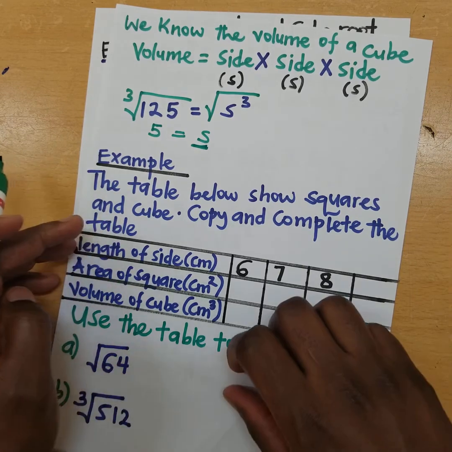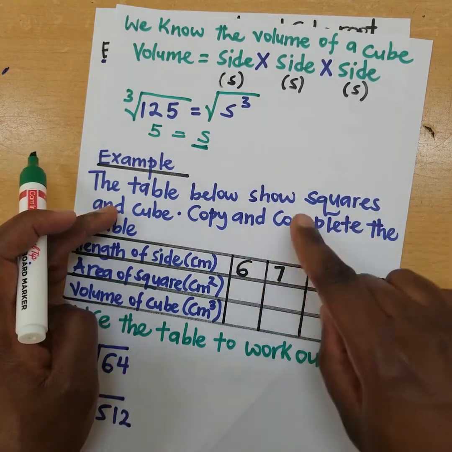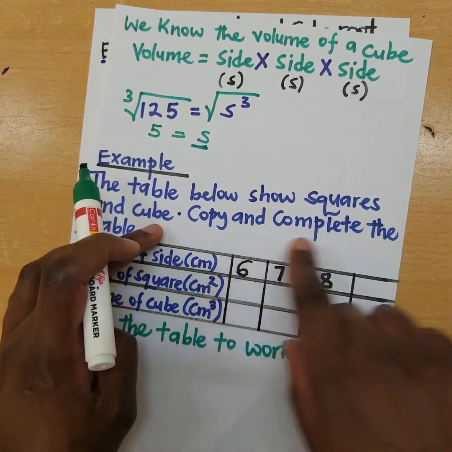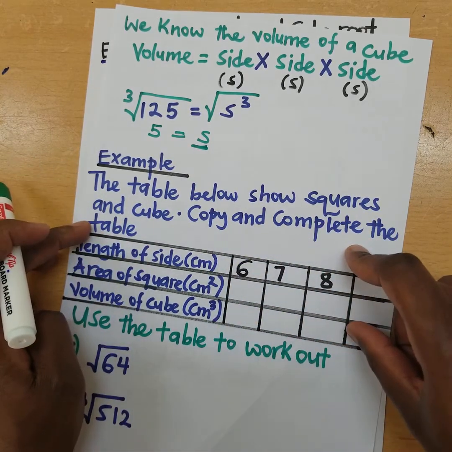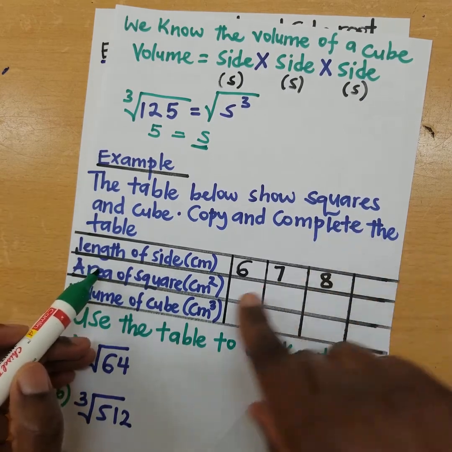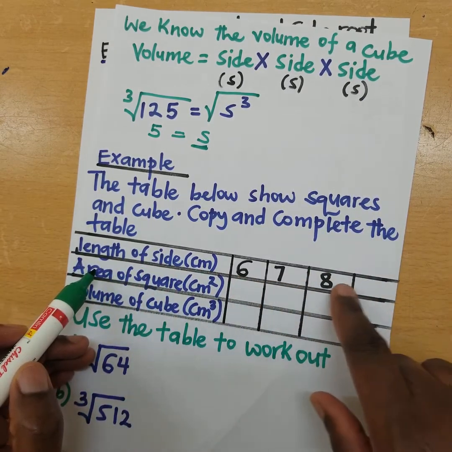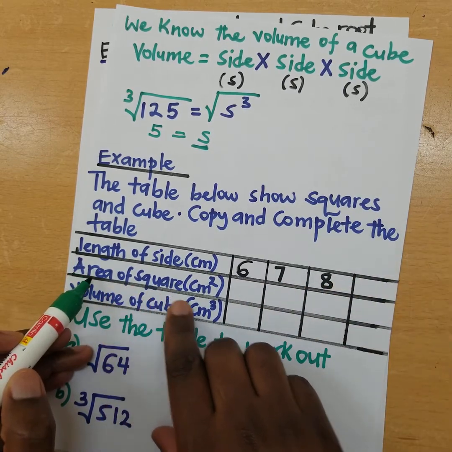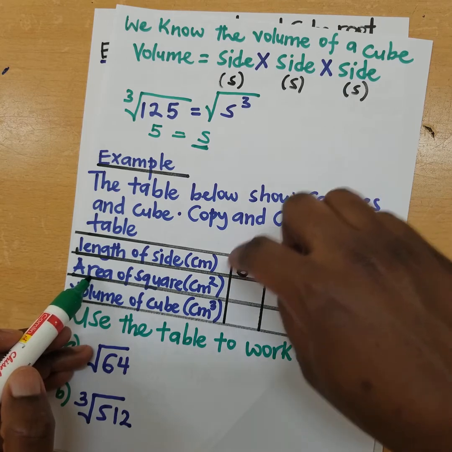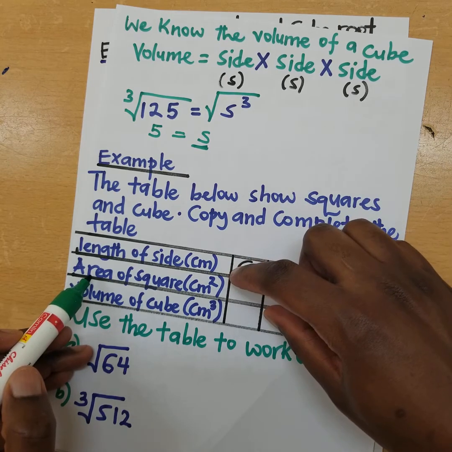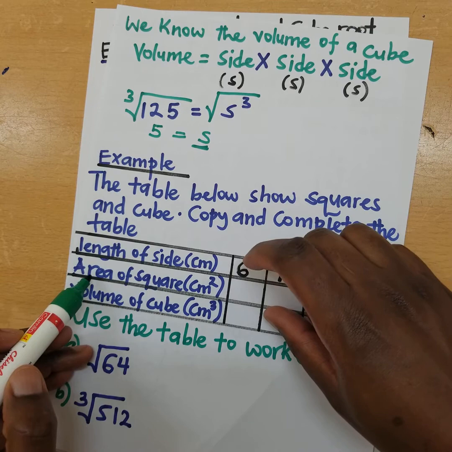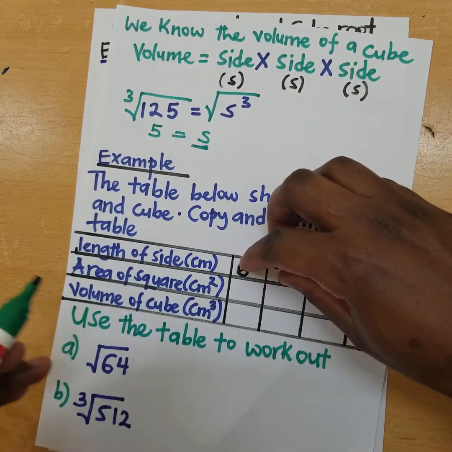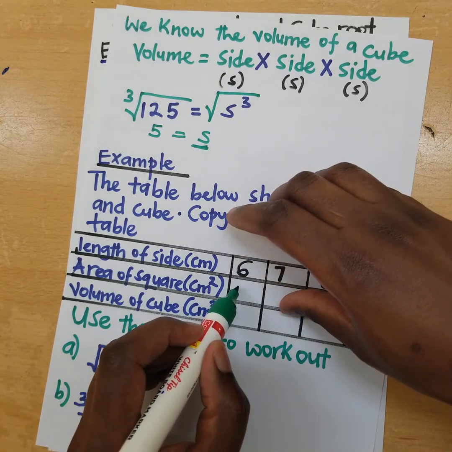Example 2. The table below shows squares and cubes. Copy and complete the table. Here they are giving you the lengths 6, 7, 8. Then here they are telling you the area of the square with this length. We know that area is given by length times length, or side times side. So if I multiply 6 2 times, what will I get?